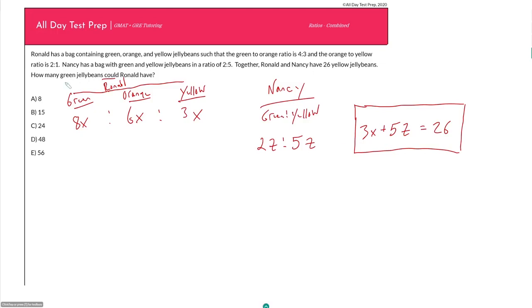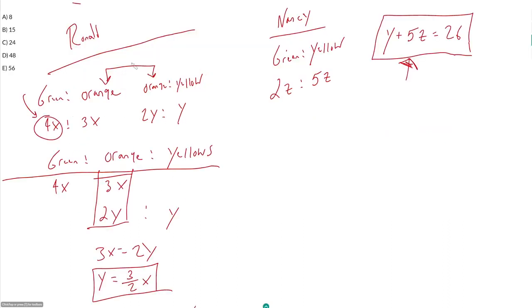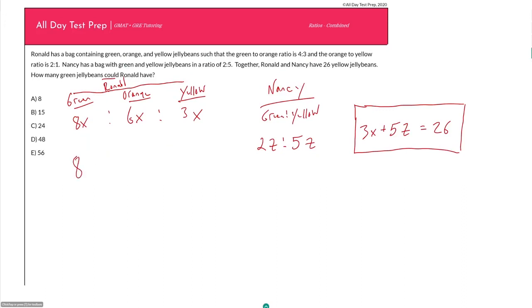So they're asking which of the following could be true. So what could Ronald's green jelly beans be equal to? We had 4x before, then we multiplied everything by 2. And so we're looking for what could 8x be? It still comes down to, well, what could x be?